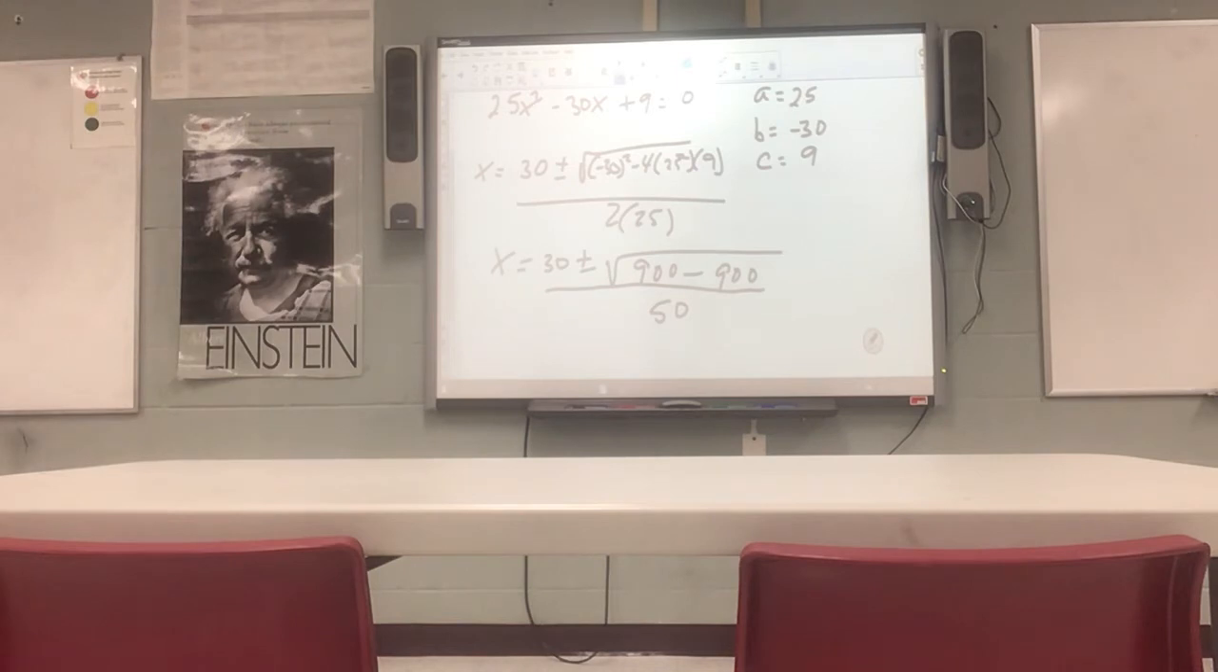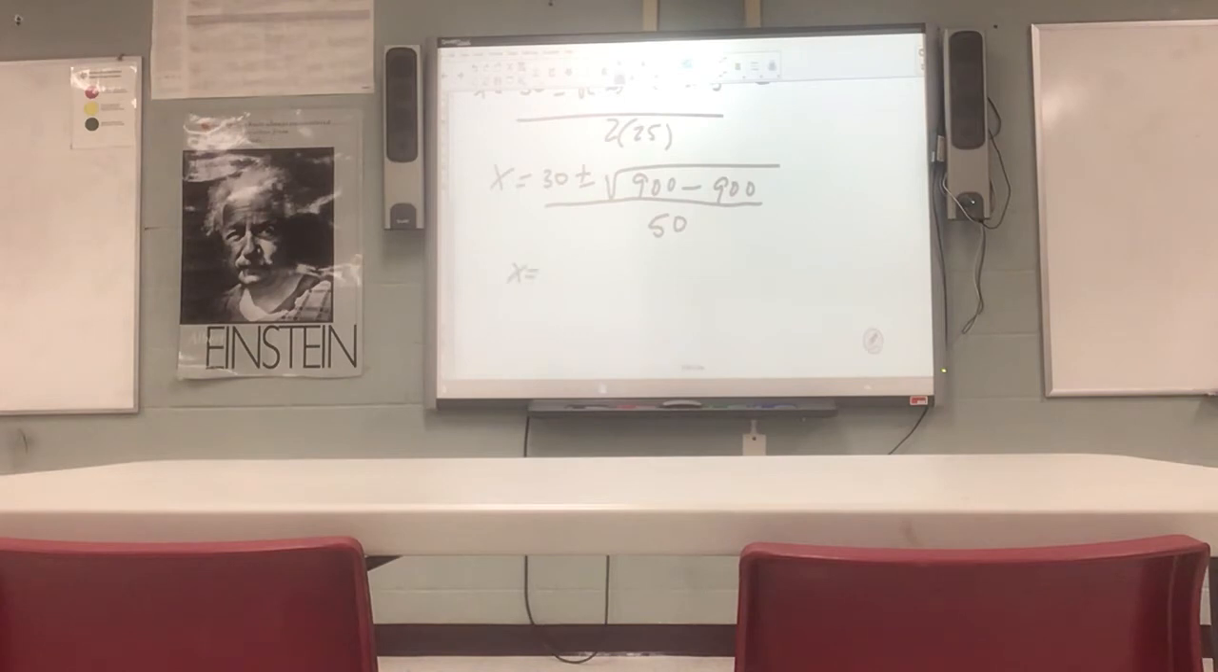So 900 minus 900 underneath that radical is 0, and square root of 0 is 0, so that's all nothing, he gone. So you're just looking at x equals 30 over 50, which is 3/5. Good job. I like it a lot. It's funny, we had those big old numbers and we ended up with a number less than 1 for our answer.